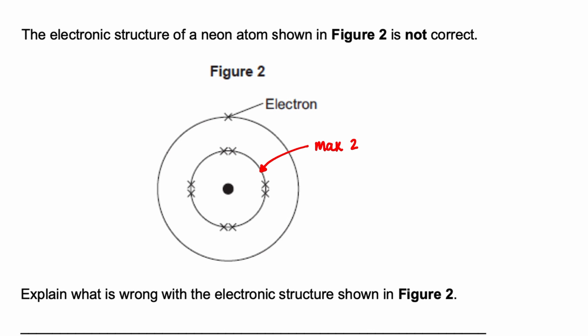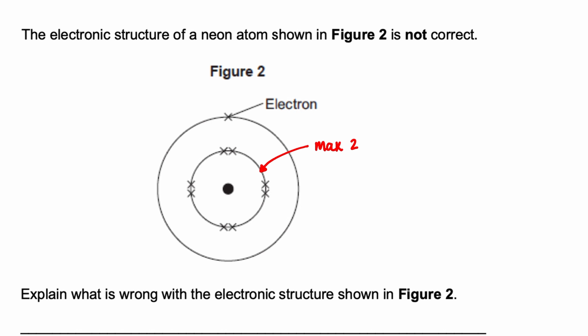Okay, so that's the first thing which is wrong. The second thing is that on the second energy level, there's too few electrons. Okay, so the first one should hold 2. There are too many in the inner shell, and on the outer shell, there's too few electrons that you can see. The electrons on the inner one should have been on the outer one.